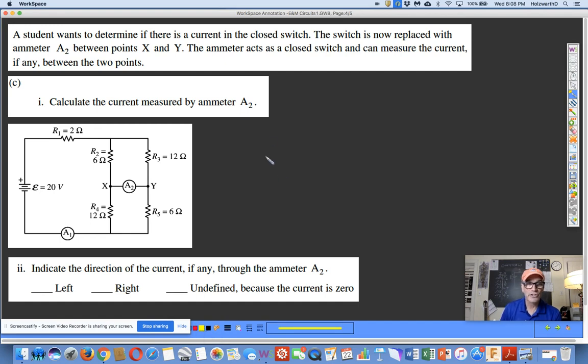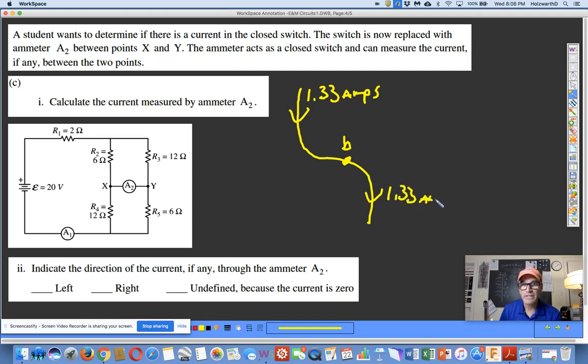I'm not going to go through the explanation again, but I'm going to do the symbolic path again. Here is the path of the 1.33 amps, and here's junction B. So 1.33 goes over to the right-hand side through R5. The current through the 6 on the left-hand side above junction B is the same as the current through the right-hand side below junction B.